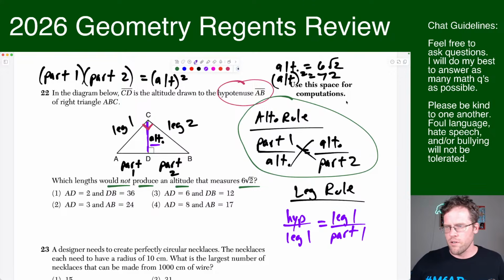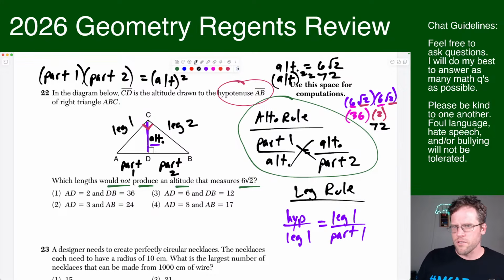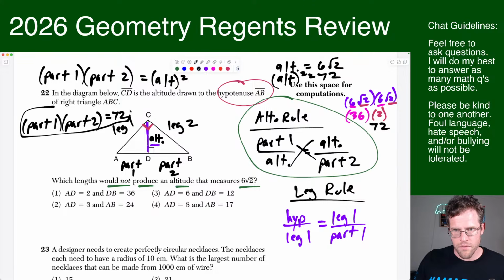If you want to know how, here's a little background math. 6 square root 2 times 6 square root 2. I just multiply these first. 6 times 6 is 36, and square root 2 times square root 2 is 2. Then 36 times 2 is 72. So that's where 72 is coming from. So really all you have to do is see which part 1 times part 2 gives an altitude squared that equals 72. That's how I'm approaching all of these answer choices.